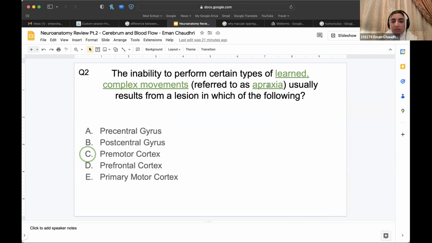Learned complex movements, even though we're talking about motor deficits over here, there's inability to do learned complex movements. We need to remember, it's apraxia because it's learned complex. You can't perform those certain types of things, but they can generally otherwise move in a certain way. So is it the motor cortex that is affected, or is it the premotor? In this case, it's going to be the premotor.